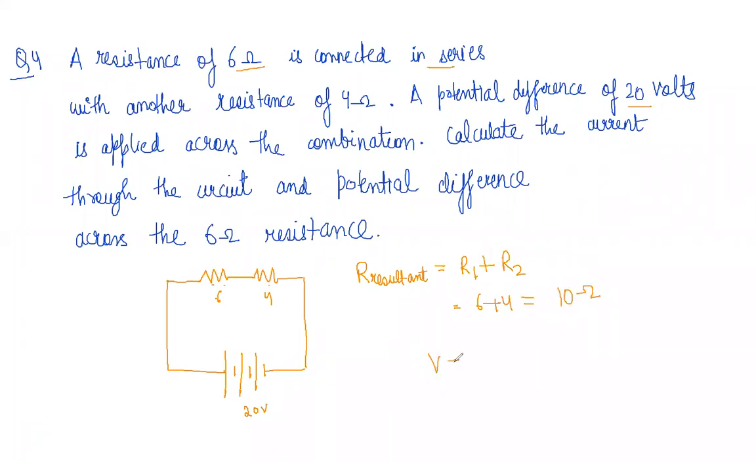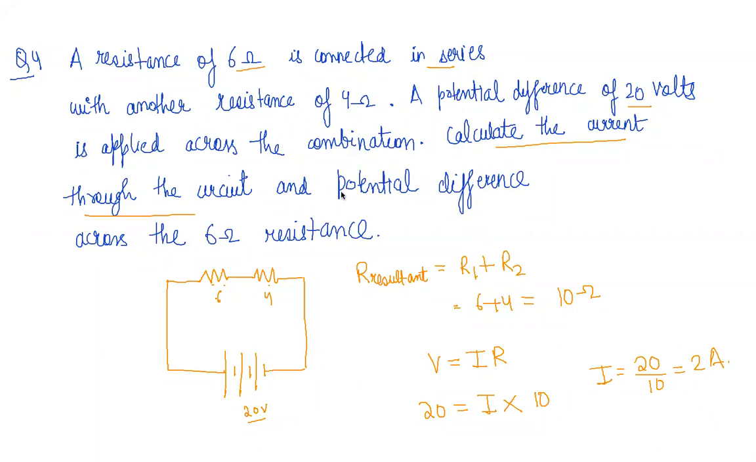As I know, V is equal to IR. Potential difference of the battery is 20 volts, so I will write 20. The value of I we have to find out, because you can read the question, it is written calculate the current through the circuit. So we have to find the value of I. And the value of R is 10 ohm, so I will write 10 ohm here. So the value of I will be 20 upon 10. It will come as 2 ampere.